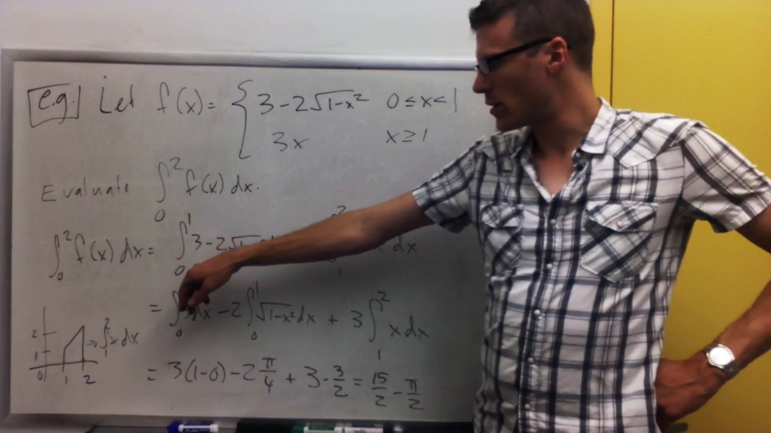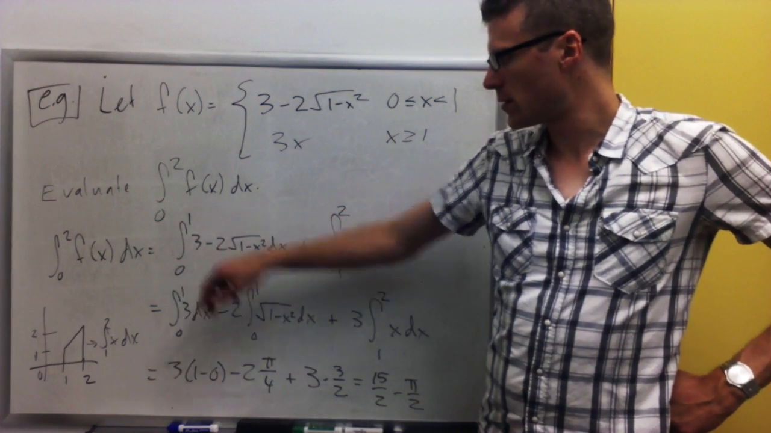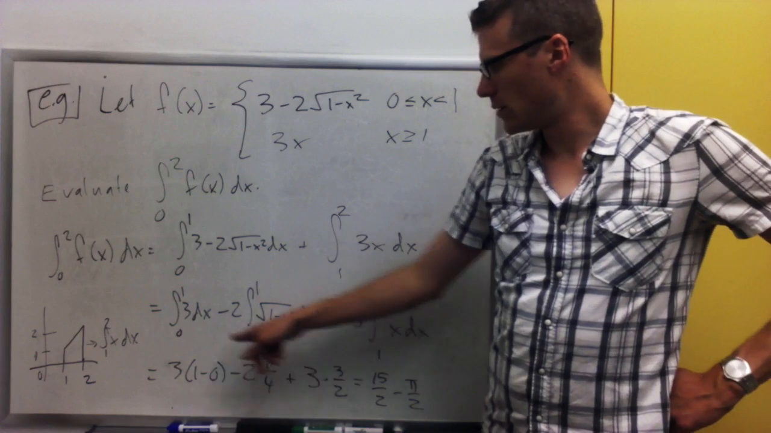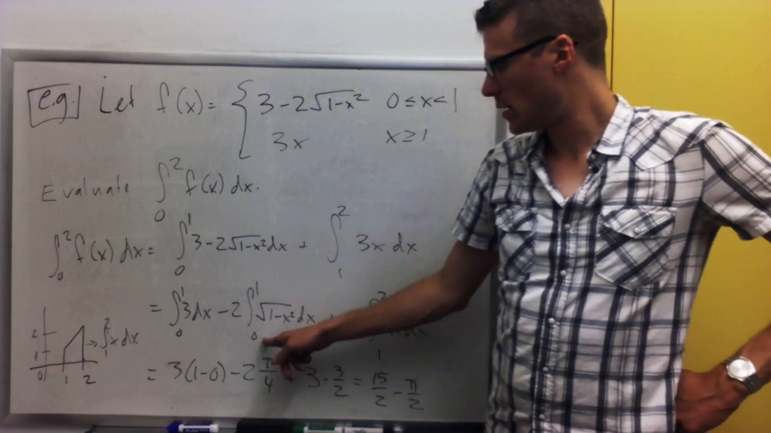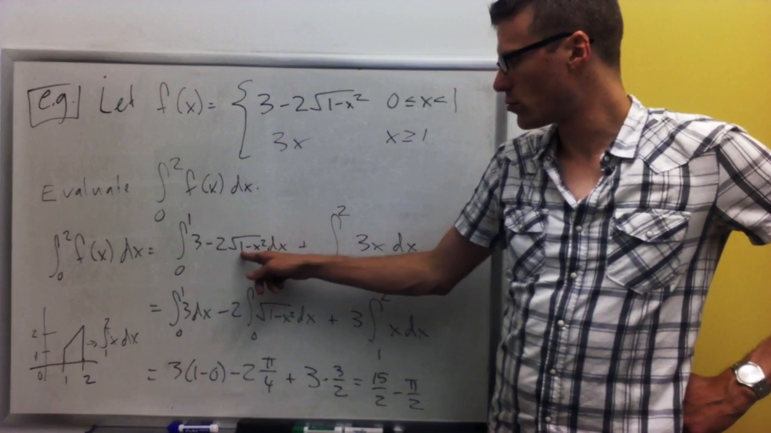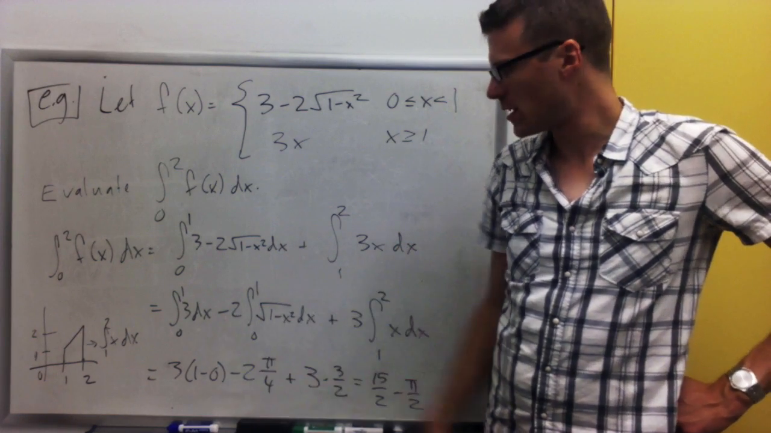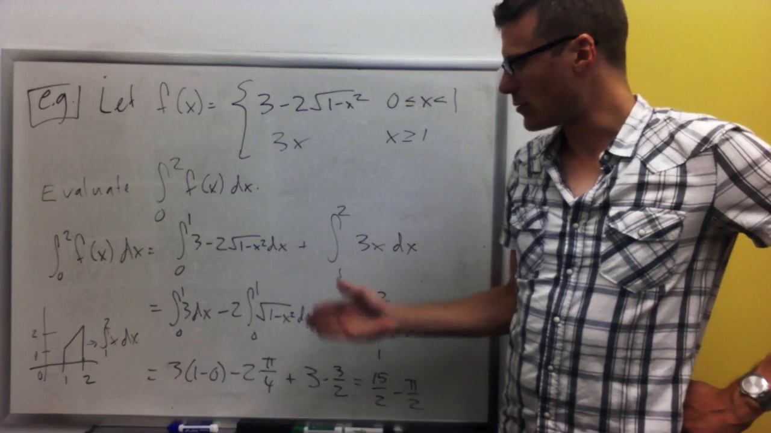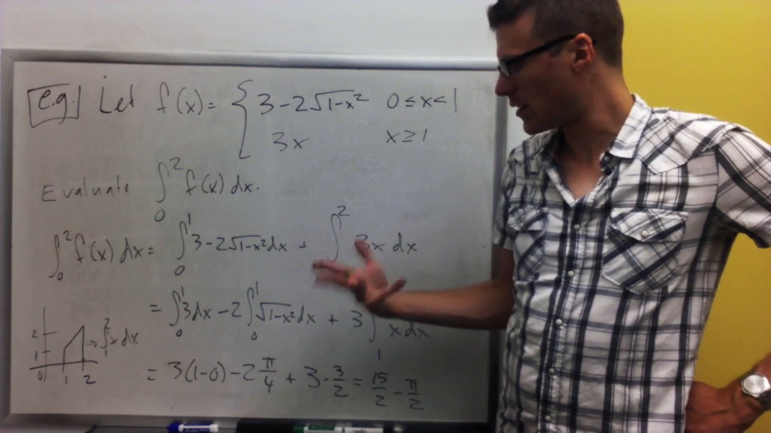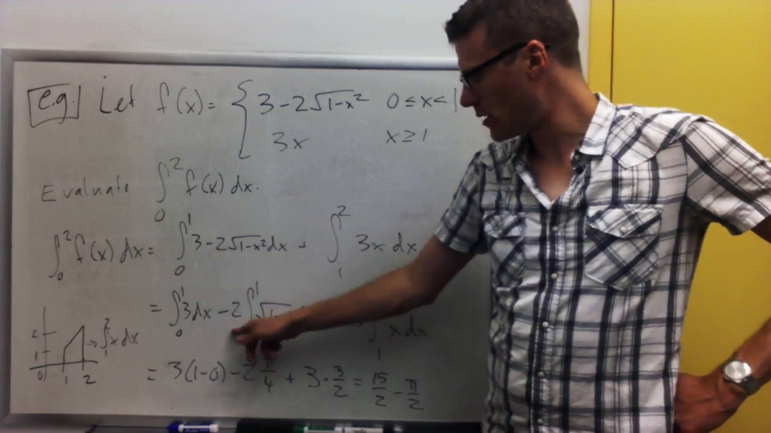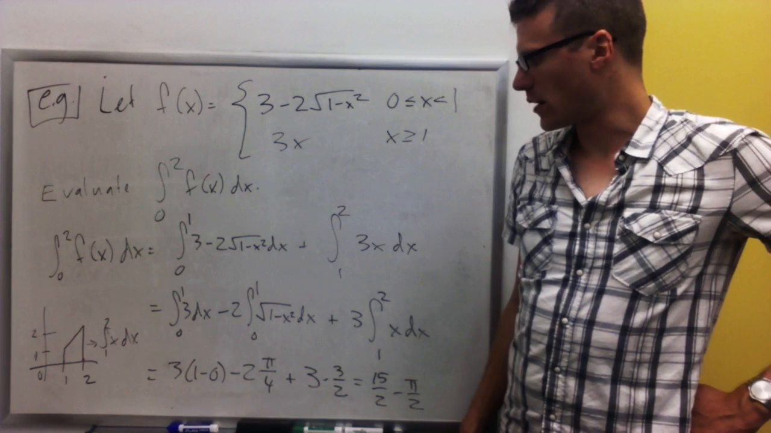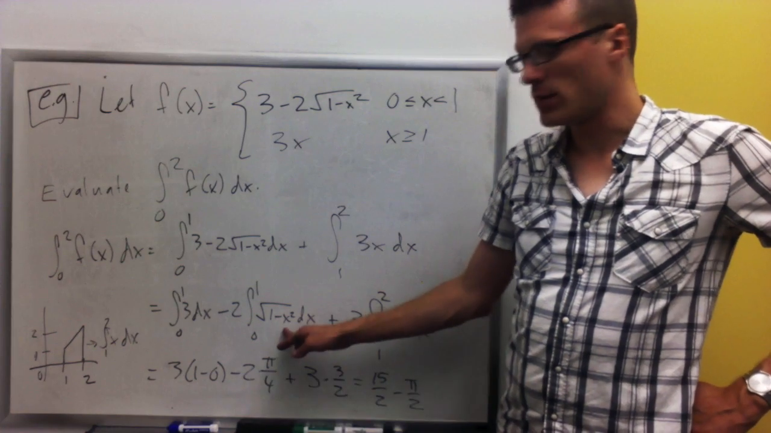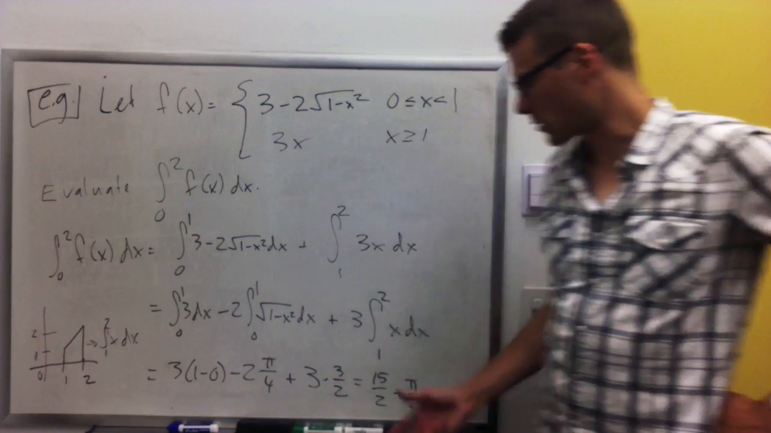Now I will use some facts. The integral of a difference is the difference of the integrals. So I can break this up into the integral from 0 to 1 of 3 and the integral from 0 to 1 of 2 root 1 minus x squared, and I'm subtracting them. But also I can pull out constant multiples. So I pull out the 2 here, and I'm just left with 2 times the integral from 0 to 1 of the square root of 1 minus x squared dx. And we've already evaluated that before, earlier today.